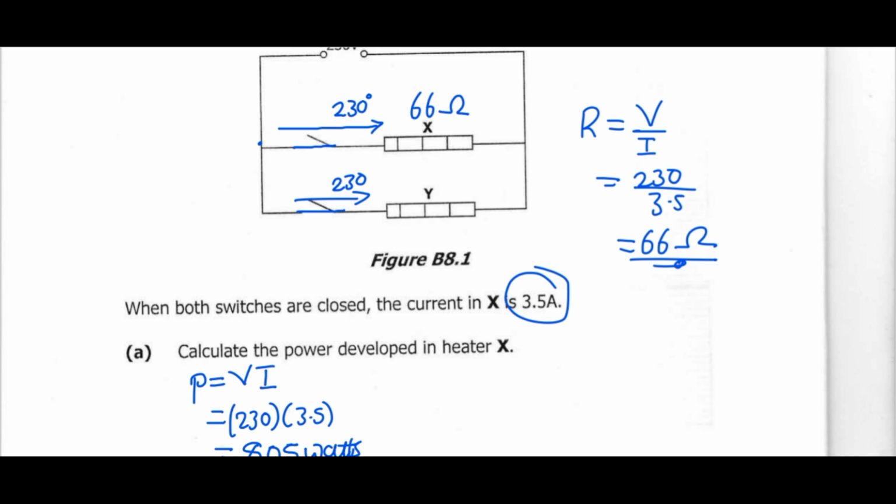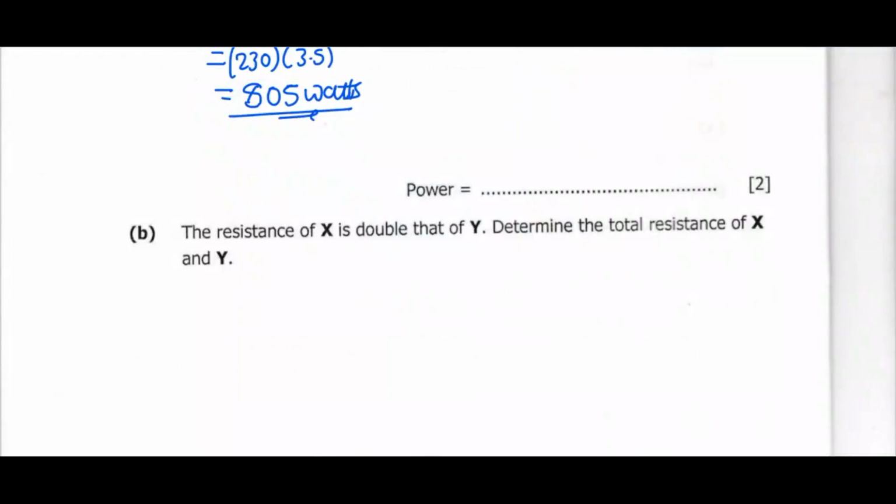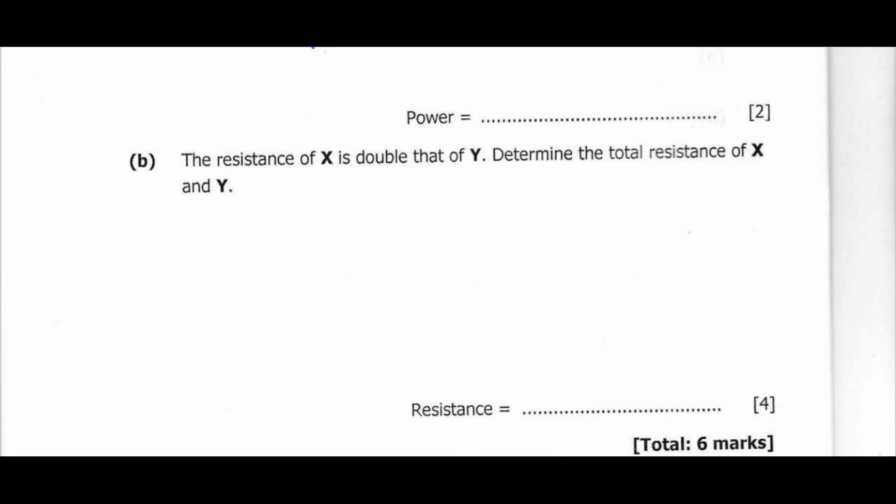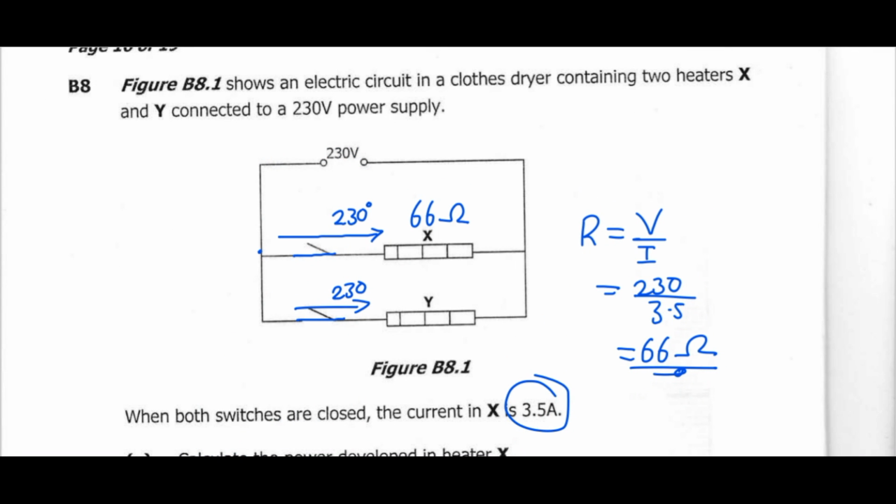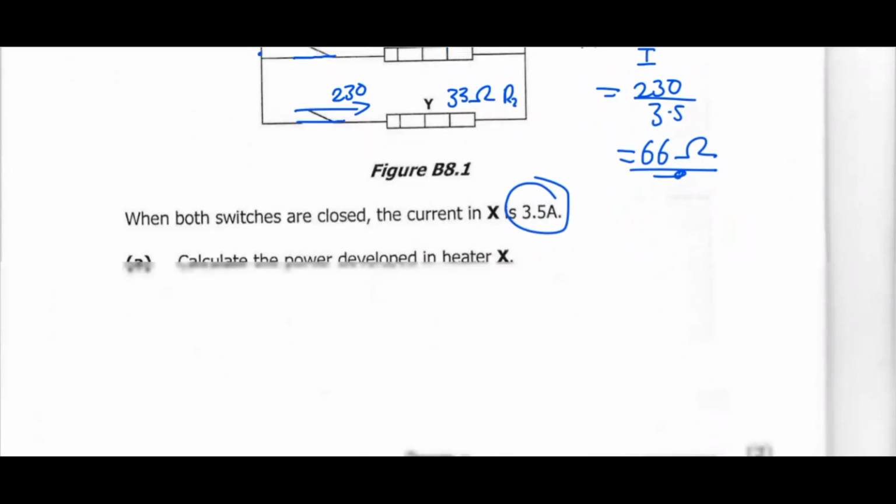Now the question is the resistance of X is double that of Y. So since X is double that of Y, then Y must be half of this. So here we're going to have 33. Because this one has resistor 1, then here resistor 2. So resistor 1 is 66, resistor 2 is 33.